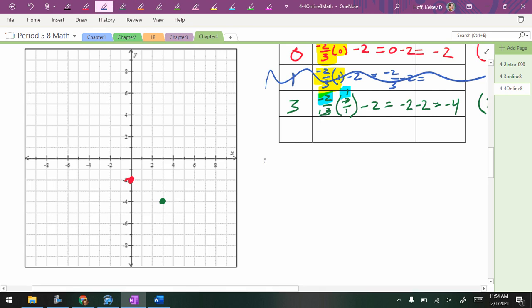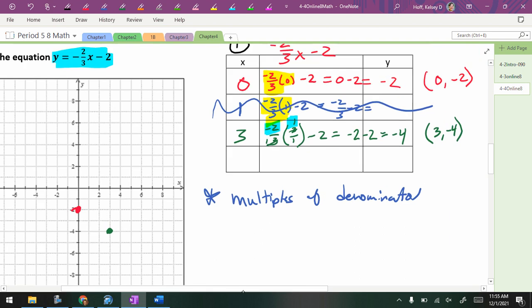Very good. Make a note to yourself. Pick multiples of the denominator. That's what 3 is, right? 3, 6, 9, 12, those would all work because we're trying to cancel that denominator. So they said plug in 6. So I'd have negative 2/3 times 6 over 1 minus 2.